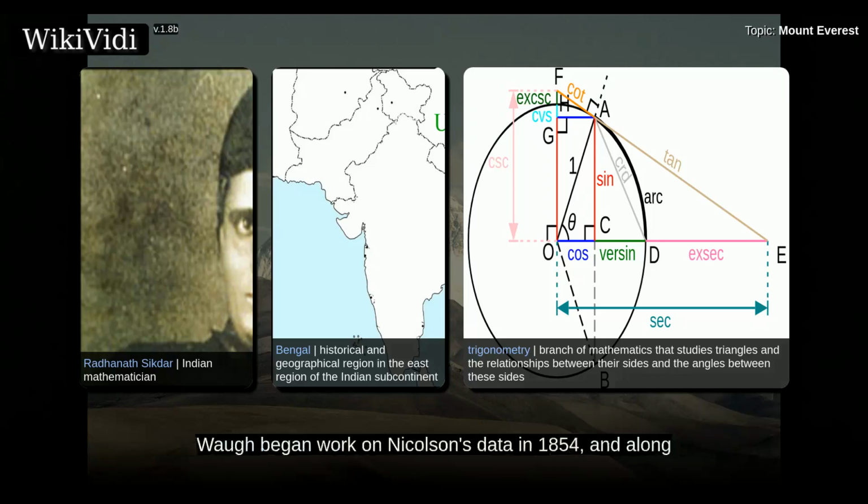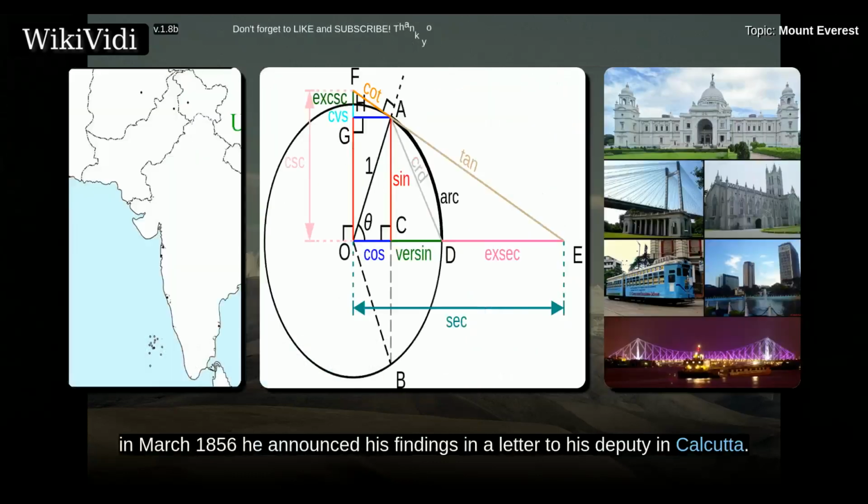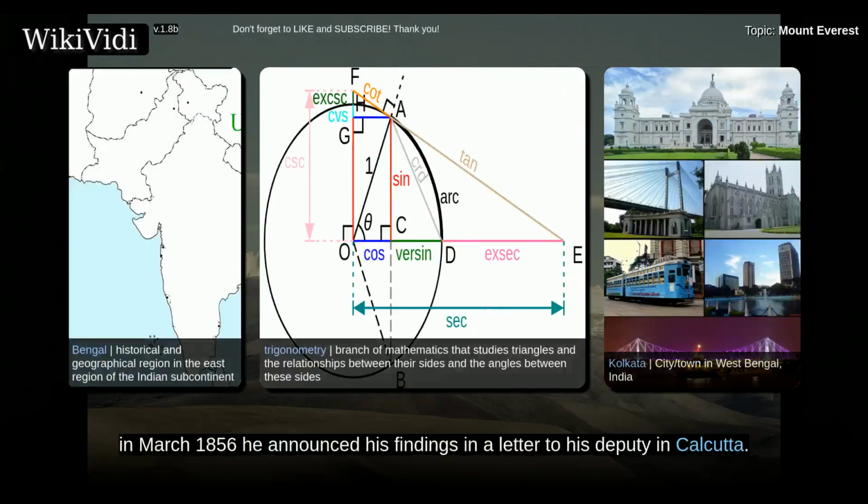Waugh began work on Nicholson's data in 1854, and along with his staff spent almost 2 years working on the numbers, having to deal with the problems of light refraction, barometric pressure, and temperature over the vast distances of the observations. Finally, in March 1856 he announced his findings in a letter to his deputy in Calcutta.